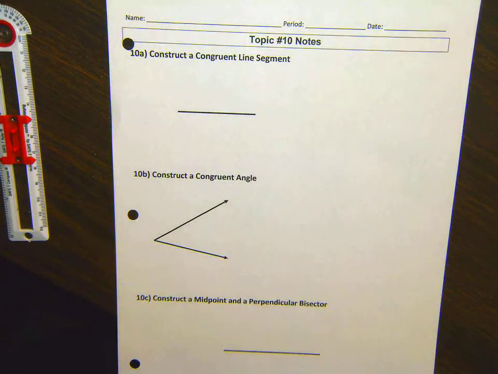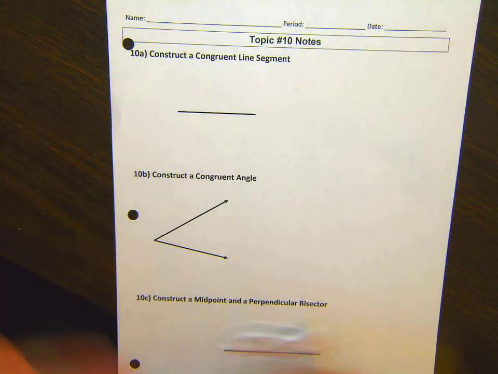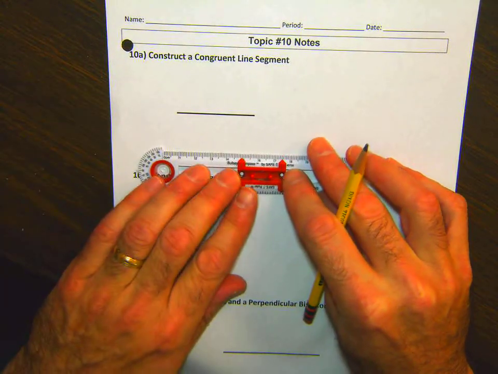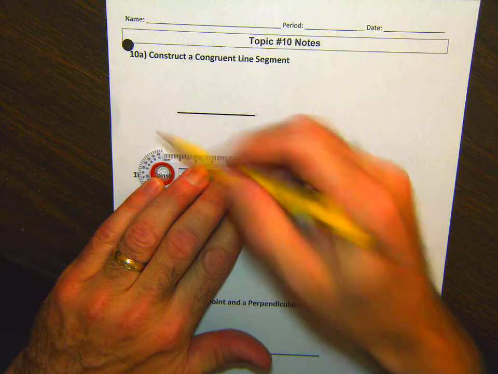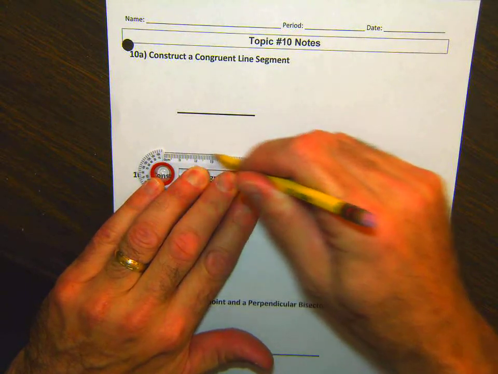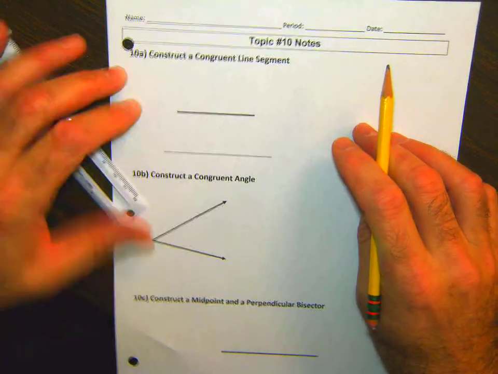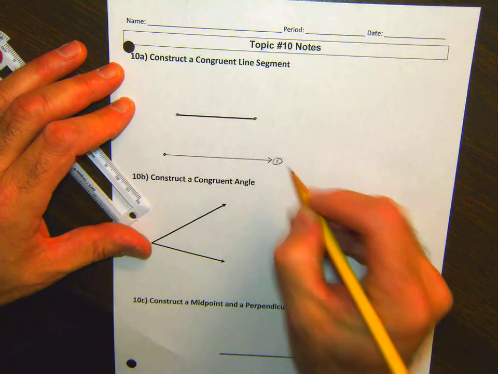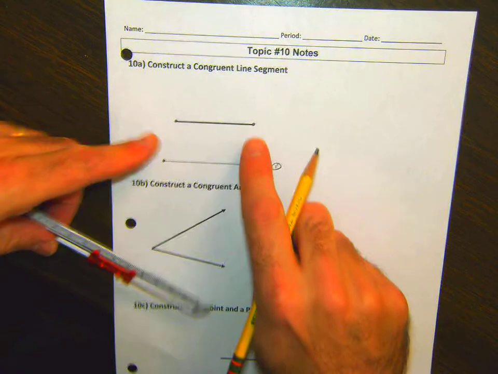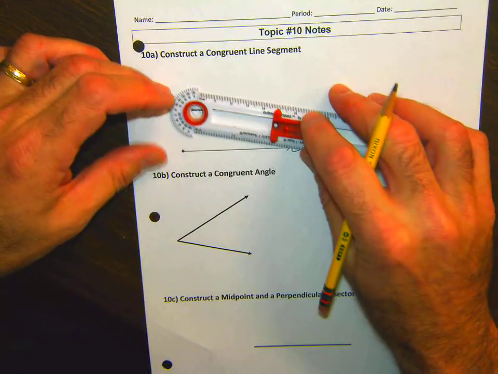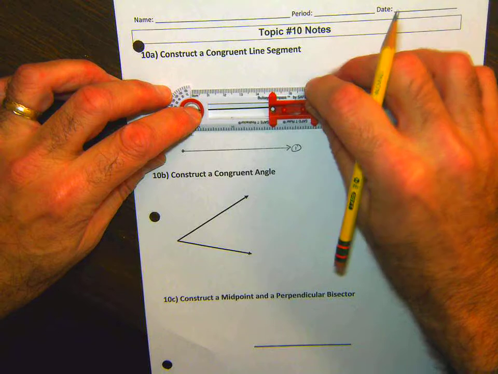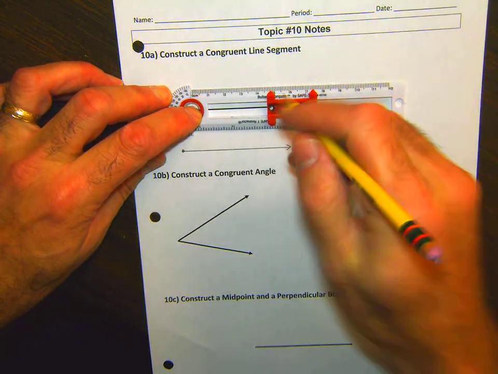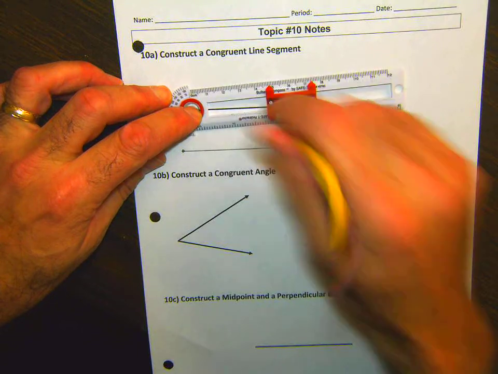Okay, so as we're doing topic 10 notes again, let's go ahead and construct a congruent line segment. My first step is going to be having a ray. My ray, I need to go ahead and find out how far apart these are. That's the only dimension I really can measure. So I go ahead and I look to follow that. Now I see it. I can go ahead and mark that.